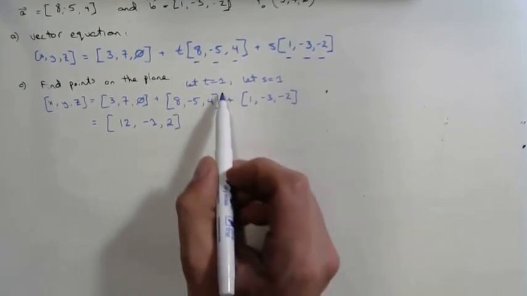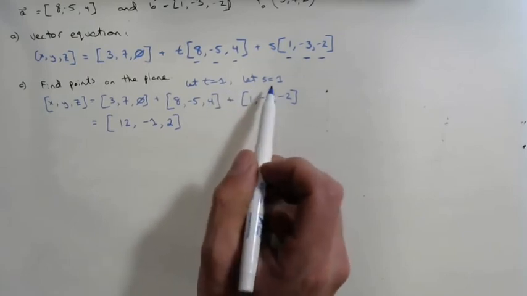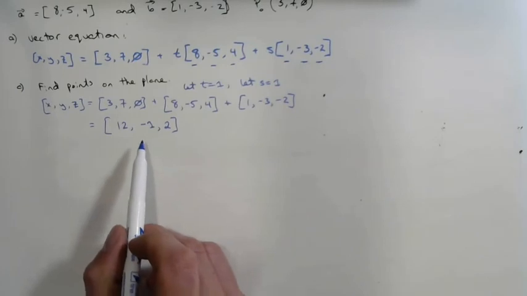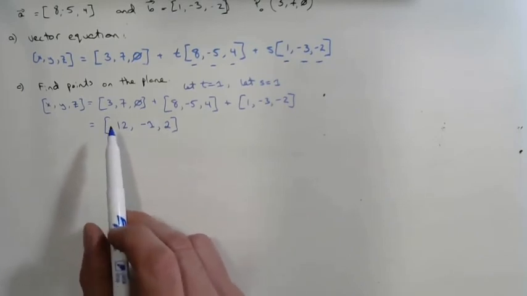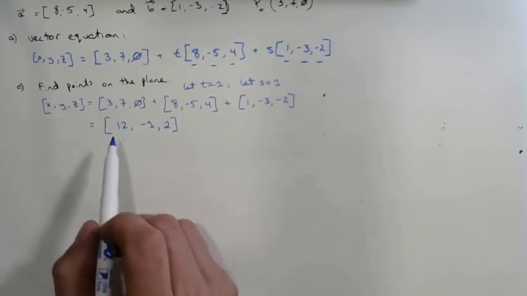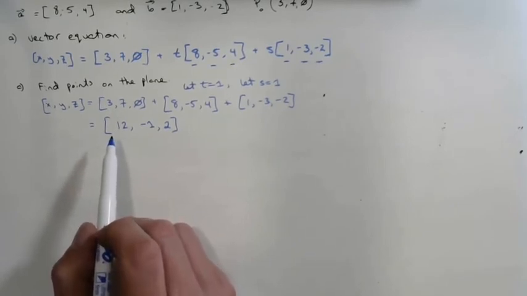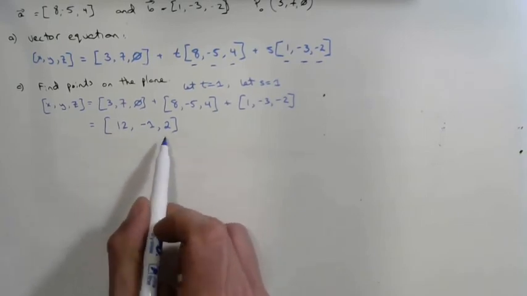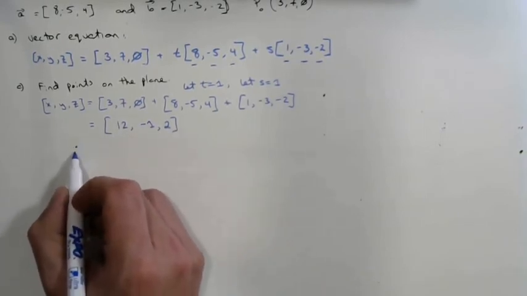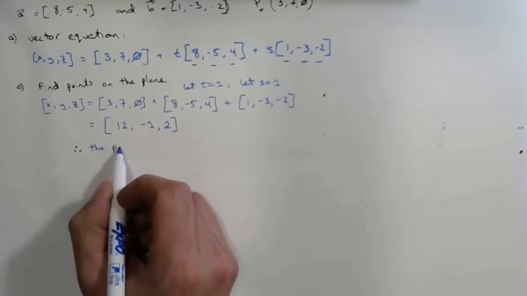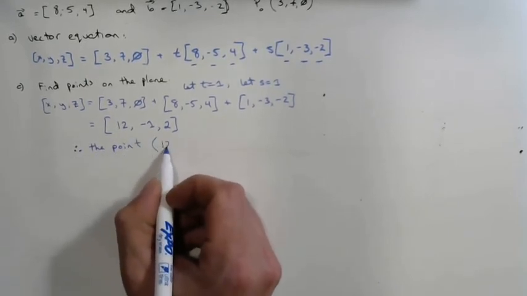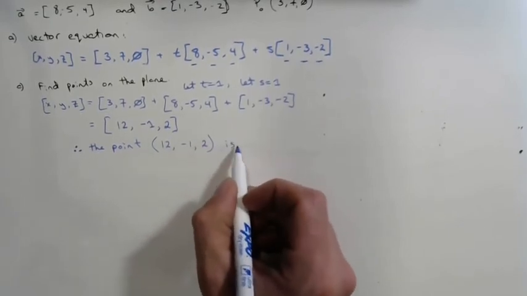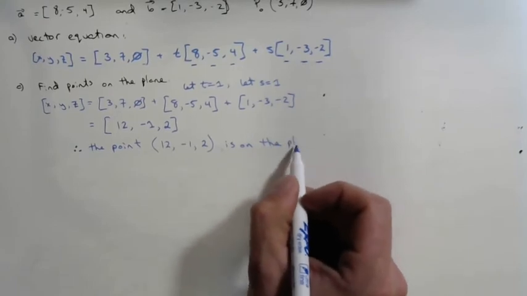Okay? You could do it again, letting t and s be any two values that you like, because they'll just be multiples of these direction vectors. And you'll get another position vector that is on the plane, or another point that's on the plane, I should say. So these are position vectors whose head is on the plane, which means that therefore the point 12, negative 1, 2, in round brackets, is on the plane.